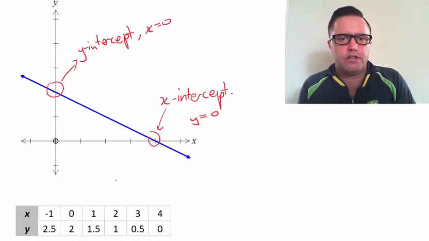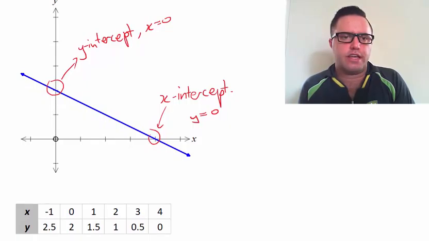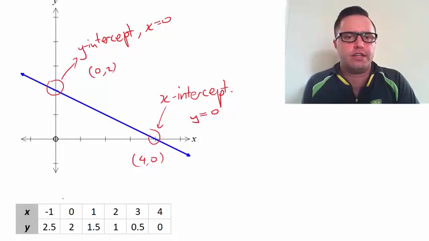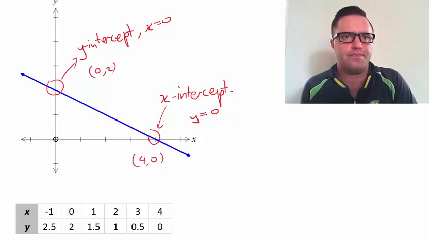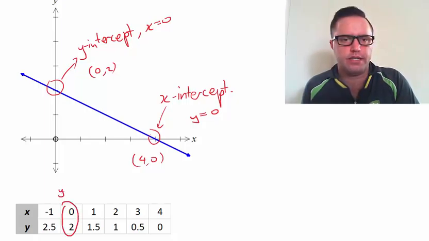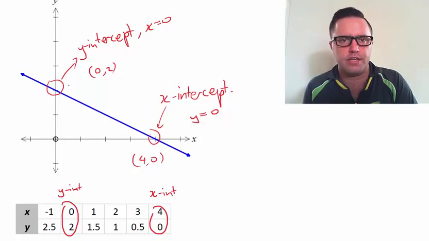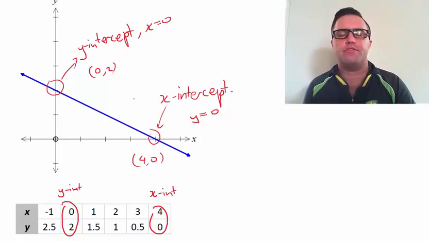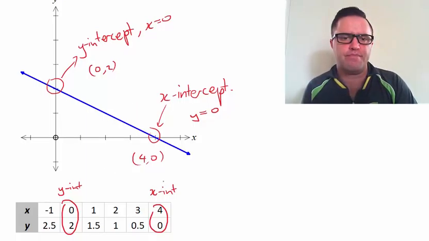So we can easily have a look. We can count it: 1, 2. So this y-intercept is going to be at (0, 2), and this x-intercept is at (4, 0). If you're looking at a table of values like this down here, wherever the x is 0, the corresponding y value, there's our y-intercept, and here is our x-intercept. Okay, so you can either find them graphically by looking at the graph itself and finding where it crosses the axis, or you can have a look down at the table of values and find where the zeros are, and that will help you out.